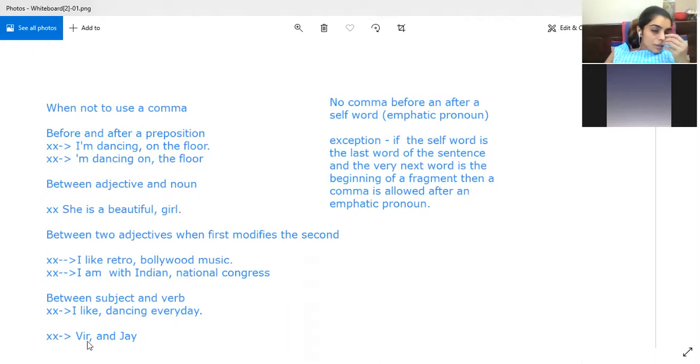Then between subject and verb, so I like, dancing every day. You can't do this. Between like this, like Veer, and Jay, you can't do that, right? So that's out.